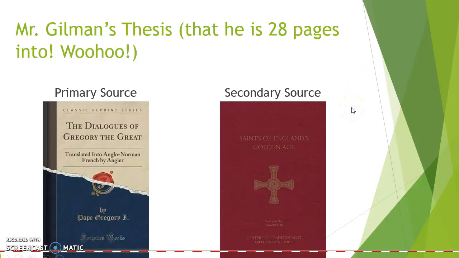One of his secondary sources is Saints of England in the Golden Age. This is compiled by Vladimir Moss, and he took all these stories of different saints and he compiled them into one work, and there's some commentary on them, and so it is a secondary source. Again, so primary source, secondary source. Secondary source is responding to the primary source.